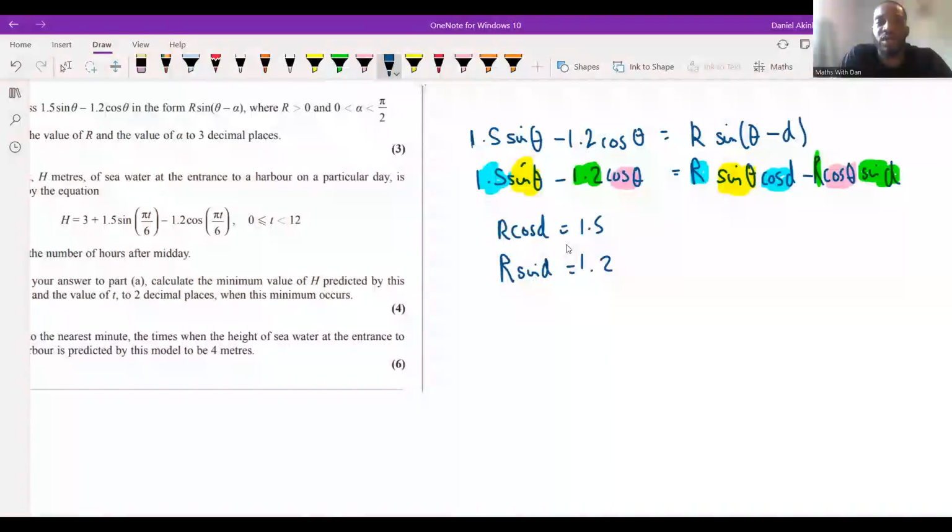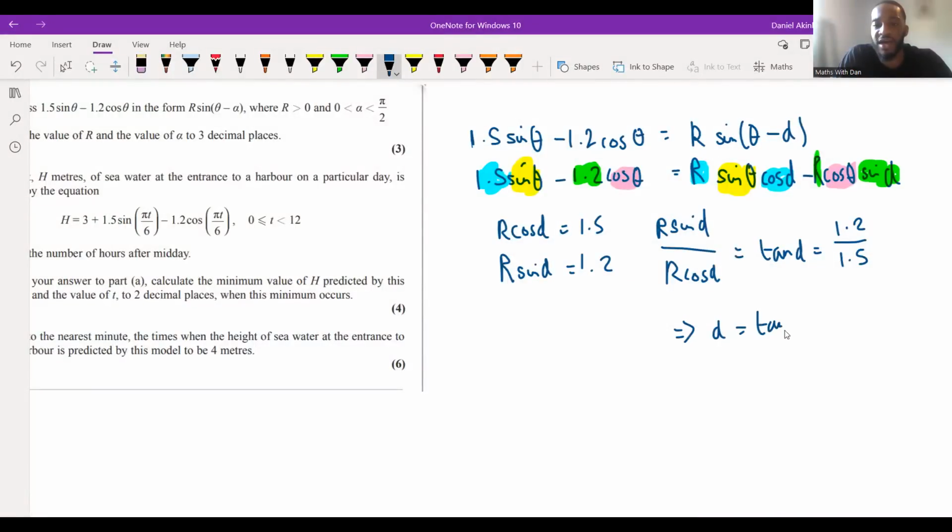Now we know what we do here. We need to get alpha and r. So we divide to get tan. I'm going to say r sine alpha over r cos alpha, which I know the r's will cancel, right? Sine over cos is tan. This is tan alpha, and we know that this is equal to 1.2 over 1.5. Yeah? So we get this here. And then obviously to get alpha, we're just going to take the tan inverse of that, aren't we? Let's see what that gives us.